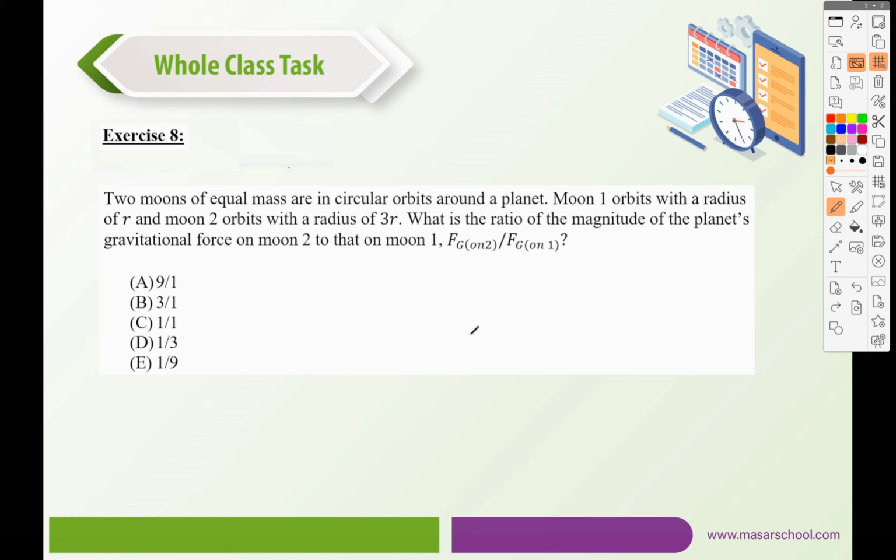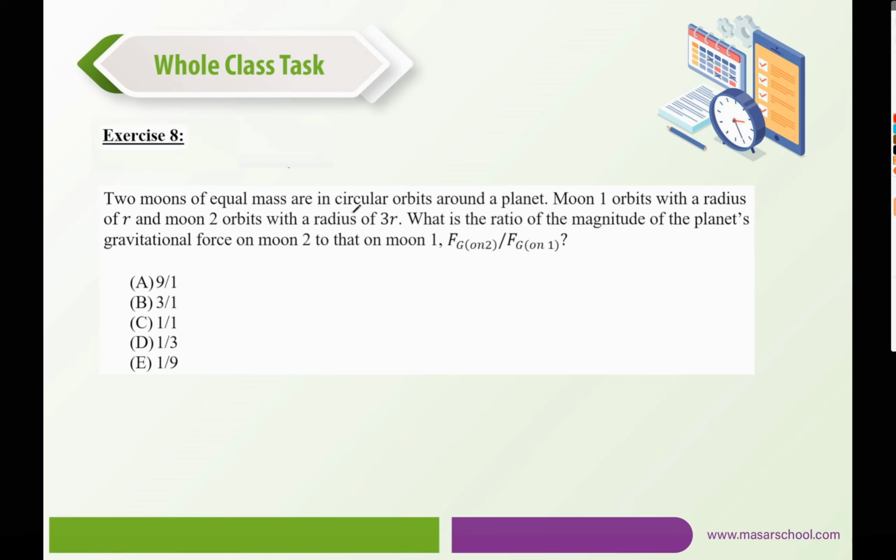Two moons of equal mass are in circular orbits around the planet. Moon 1 orbits with a radius R and Moon 2 orbits with a radius 3R. What is the ratio of the magnitude of the planet's gravitational force on Moon 2 to that on Moon 1? So we know that the planet will exert a pull of gravity on Moon 1 and a pull of gravity simultaneously on Moon 2. There will be a gravitational force between Moon 1 and Moon 2, but we're not taking that into consideration.